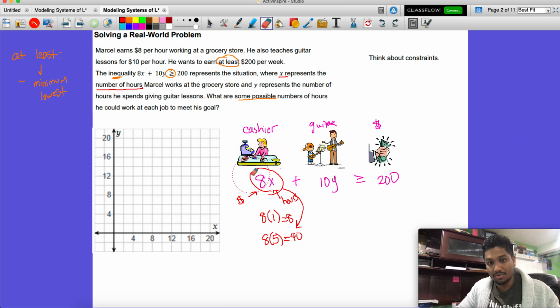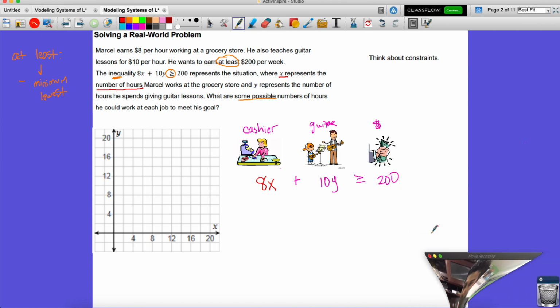All right, I'm just going to erase this because we're going to need this space. I'm going to rewrite that back. So this tells you the total amount for working as a cashier. This tells you the total amount working as a tutor, giving guitar lessons, $10 every hour for a certain number of hours. And he wants to make more than, so when I add both of these, he wants to make more than $200.